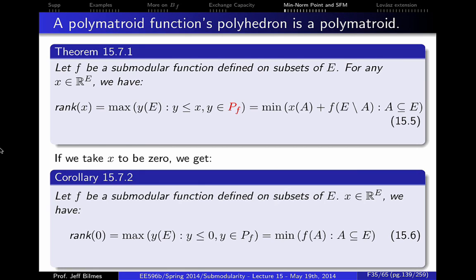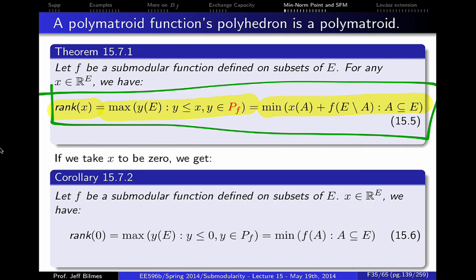Now, what we're going to use is this theorem that we saw several lectures ago, which is this min-max theorem, which was proven by Jack Edmonds back in the 60s, which is this vector rank function. Remember the vector rank, which is basically the maximum independent subvector of a given vector x, is equal to the min of this submodular function. So this theorem is really critical for proving a given algorithm works for submodular function minimization.